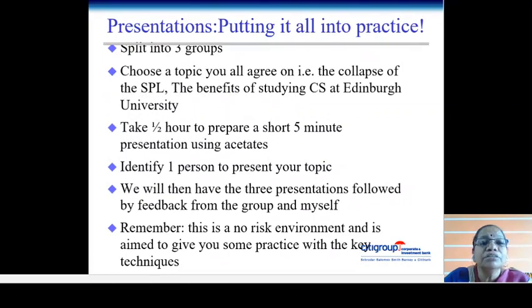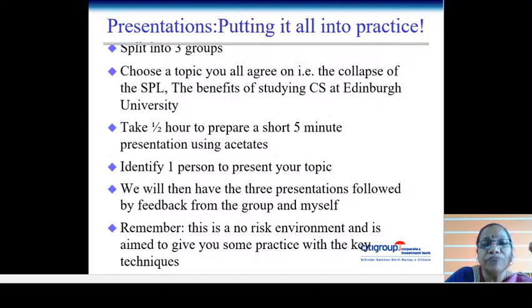Now this is the last point, that is presentation, putting it all into practice. It is very important. Split into 3 groups, meaning the audience in front of you splits into 3 groups. Choose a topic you all agree on, such as the collapse of the SPL, or the benefits of studying CS at Edinburgh University. Take half an hour to prepare a short 5 minute presentation using asset.